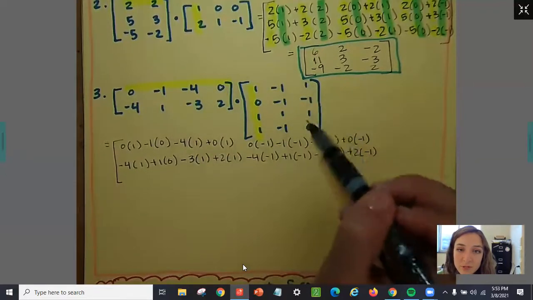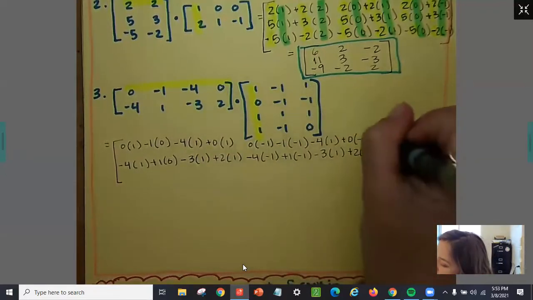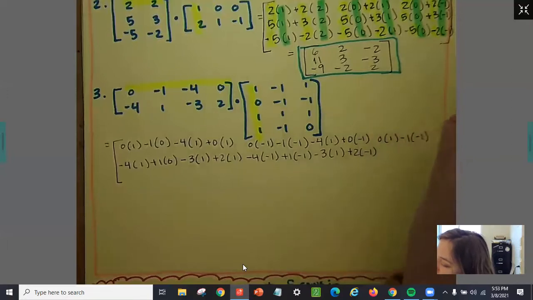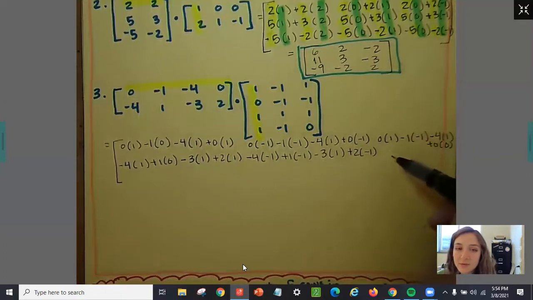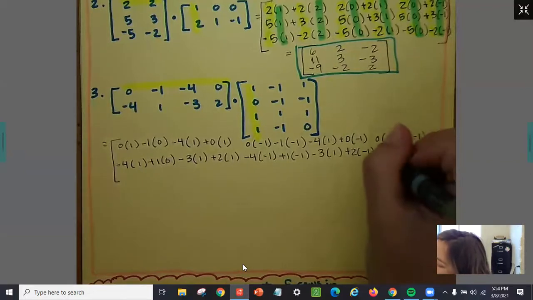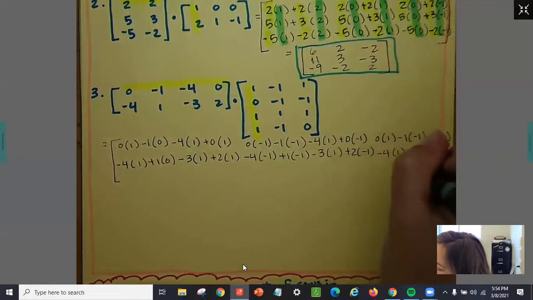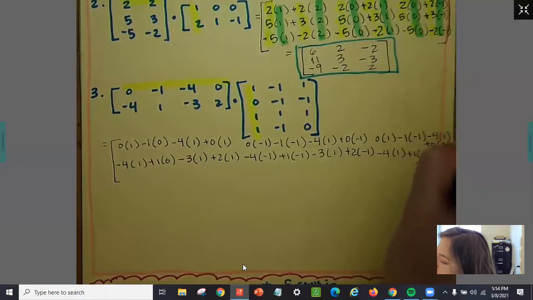We're going to change the numbers in the parentheses to these right here. So 0 times 1 minus 1 times -1 minus 4 times 1, and then plus 0 times 0. Okay, and then moving to the very last row that we have here, -4 times 1 plus 1 times -1 minus 3 times 1, and then plus 2 times 0.